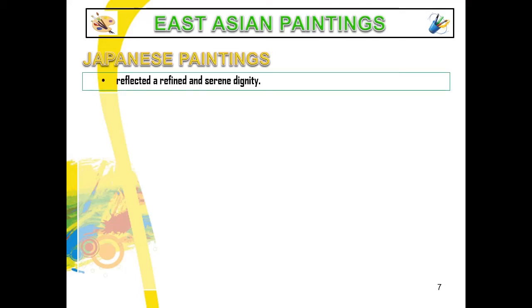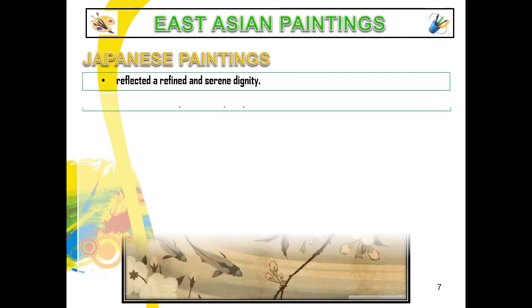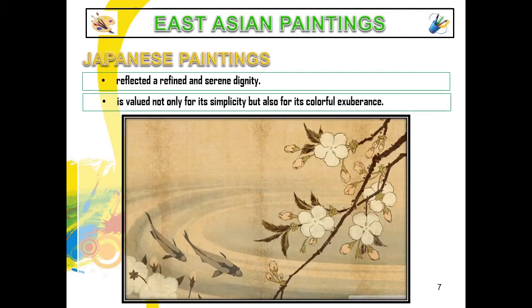Reflected a refined and serene dignity, is valued not only for its simplicity but also for its colorful exuberance. Yes, this might be simple, but as you can see on the detail, yes, as much as possible, they need to be like on the reality. So they need to be more precise on the detail of this painting.